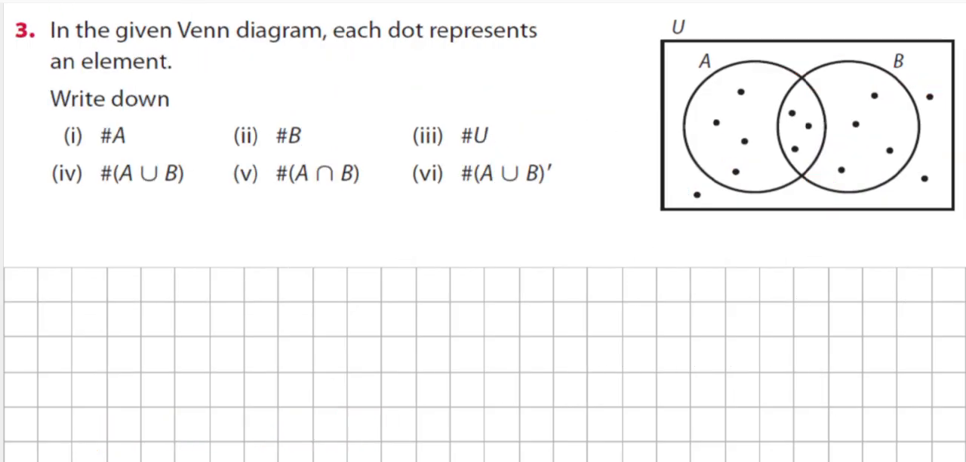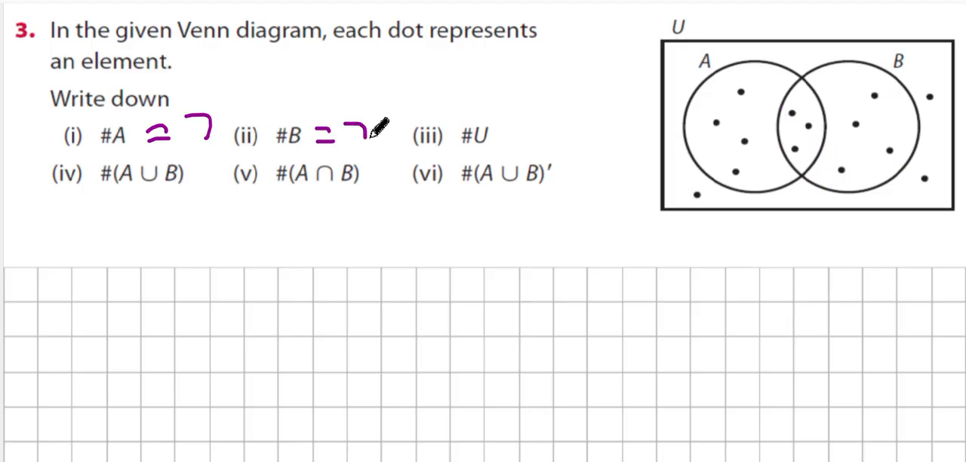Okay. Also what the hashtag means is how many. Everybody see hashtag? That means how many. So I'll do the first one. What's hashtag A? How many do you see? 1, 2, 3, 4, 5, 6, 7. So hashtag A is 7. Okay, you guys take. How many in B? 1, 2, 3, 4, 5, 6, 7.